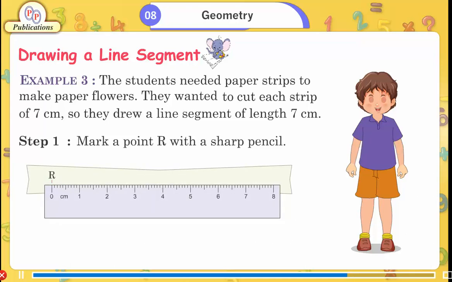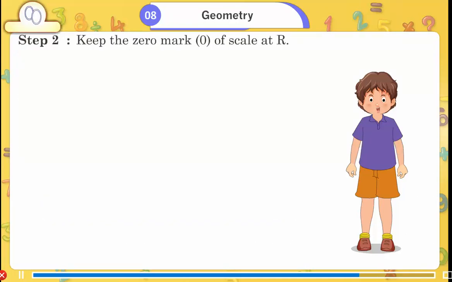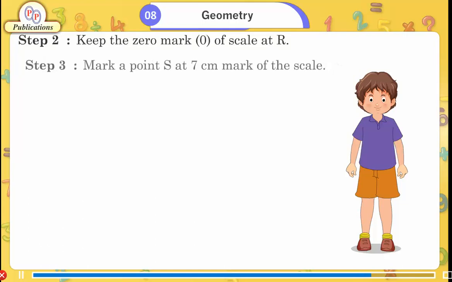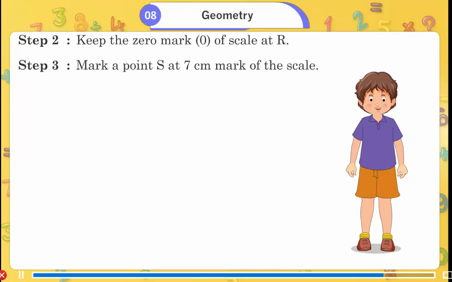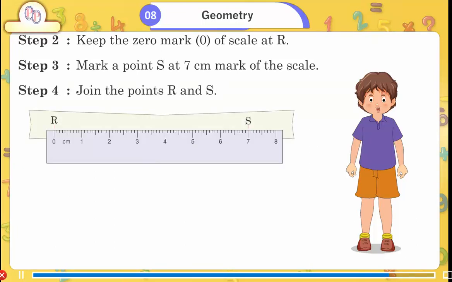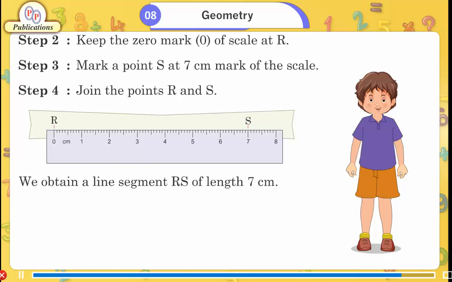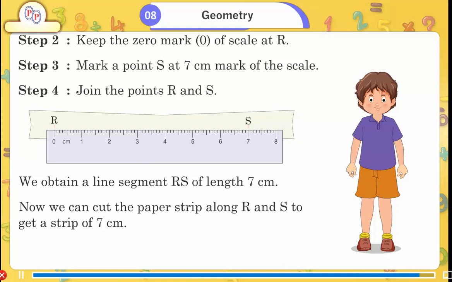Step 1. Mark a point R with a sharp pencil. Step 2. Keep the zero mark, 0, of the scale at R. Step 3. Mark a point S at the 7 cm mark of the scale. Step 4. Join the points R and S. RS. We obtain a line segment RS of length 7 cm. Now we can cut the paper stripe along R and S to get a strip of 7 cm.